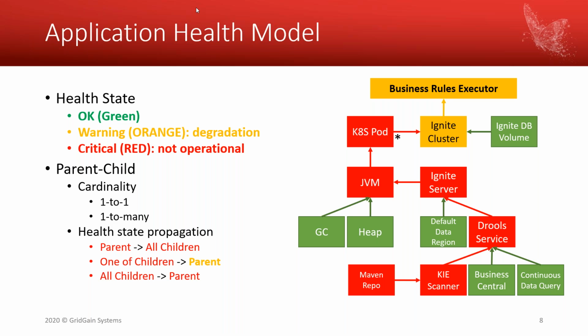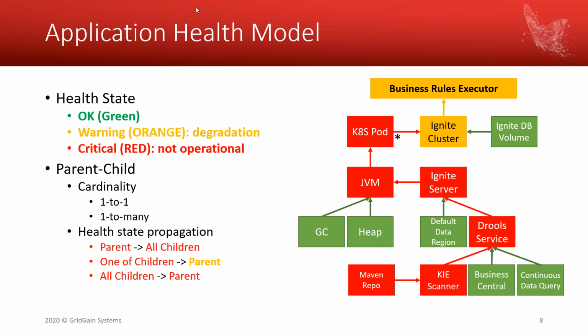Okay, and in this parent-child relationship, we propagate the state. So the state propagates over parent-child relationships in this way. If a parent fails or degrades, then all its children degrade or fail, depending on the state. If one of the children fails, then the parent only degrades, because other children are still available. But if all children fail, that means the parent will fail. So that's how the state propagates over this diagram.